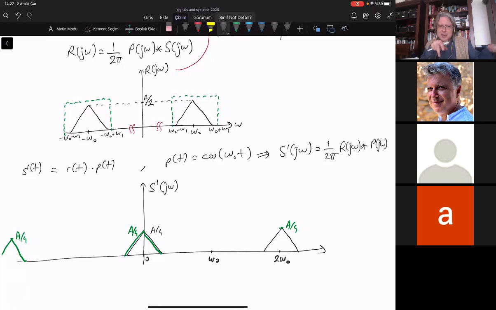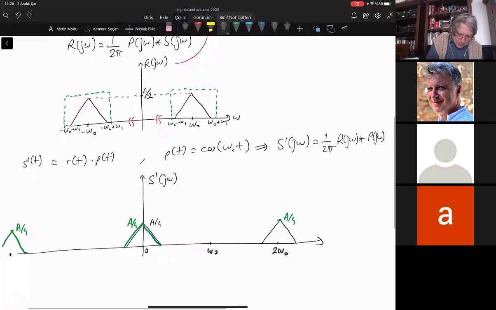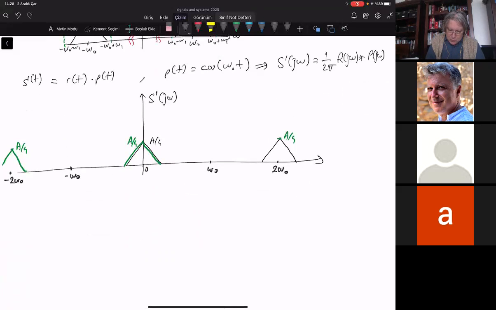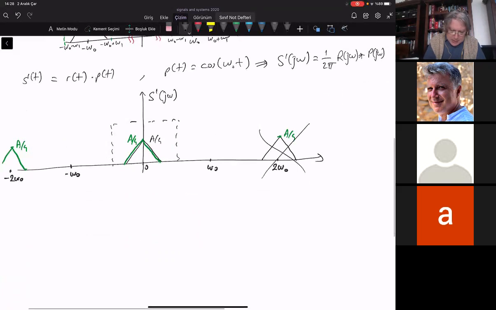One of them will be around 0, the other one will be around minus 2 omega 0. This is minus omega 0. Okay? They just coincide around the DC. And by the way, I will also apply a low pass filter because I really don't want these extremely high frequency components. They are inaudible anyway. Okay, your speakers cannot play them. They are at 2 omega 0. So it's even more than the modulation frequency, twice the modulation frequency.